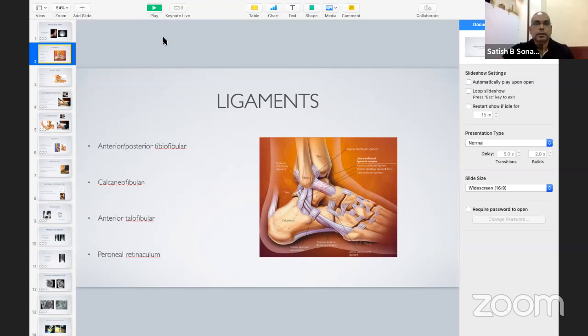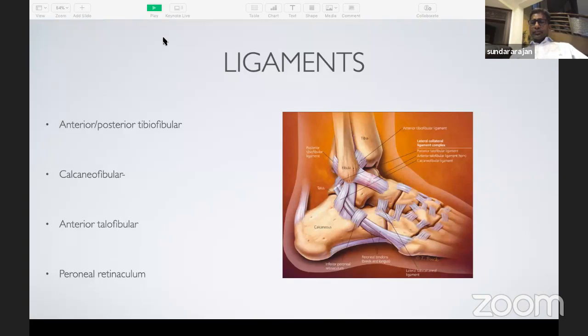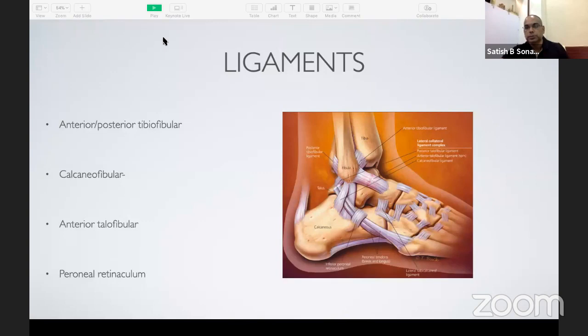There are the anterior tibiofibular ligament and posterior tibiofibular ligament, which are part of the syndesmotic ligament. Then there is the anterior talofibular ligament, the calcaneofibular ligament, and the peroneal retinaculum, which also has an extensive role in lateral stability. So what are the special tests?